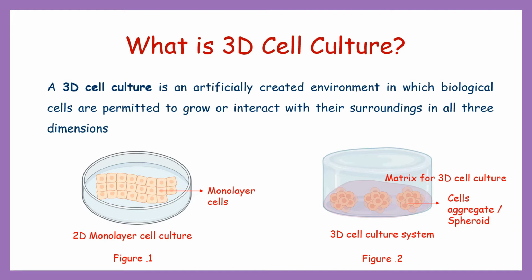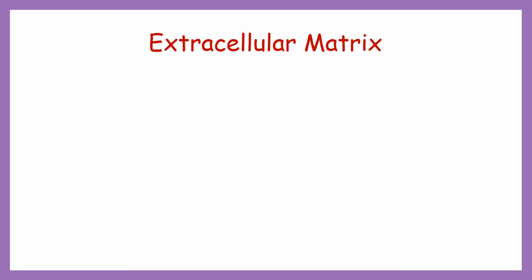In figure 1, we can see 2D cell culture systems allow the cells to grow in monolayers, whereas in figure 2, 3D cell culture allows cells to grow in all directions, similar to how they would in vivo. Before we go into further details, we should be aware of the terms associated with 3D cell culture. Let's start with the extracellular matrix.